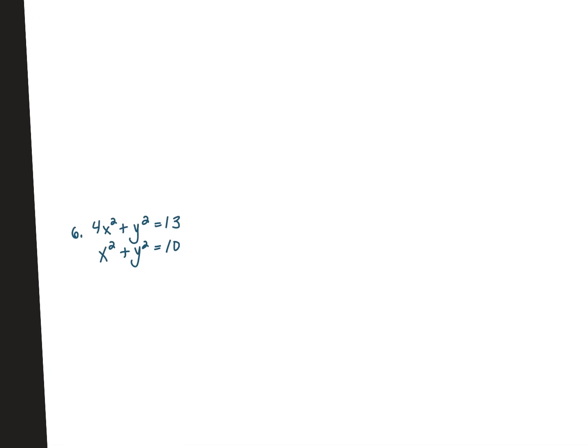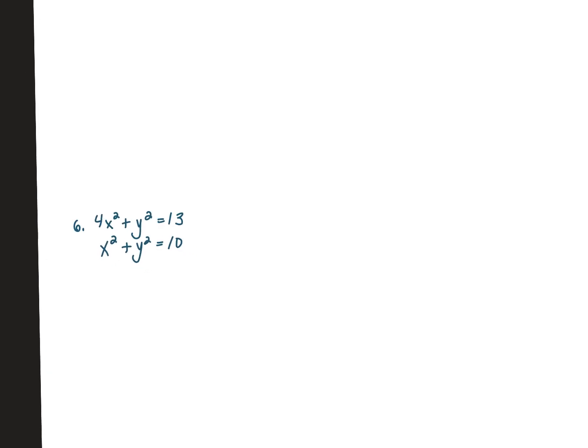And make sure, once you get your answers, what can you do with your answers to make sure you're right? Plug them back in, okay? So let's look at number 6. How's number 6 a little bit different? Because you have an x squared and a y squared, so you're probably going to get a bunch of different answers here, and that's okay. That's totally okay.